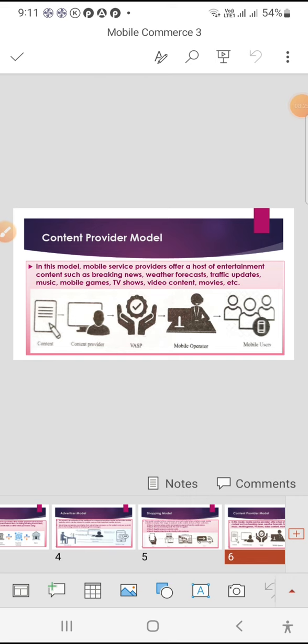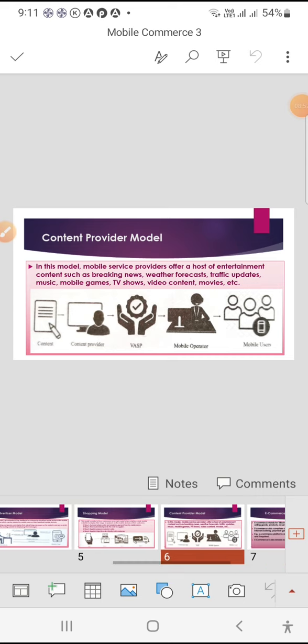The revenue is generated through the subscription fees for news, traffic, weather updates, movies, and games, and through usage fees for TV shows, video games, emails, ebooks, etc. Various media houses, press agencies, or content aggregators follow this model in order to generate additional income via the mobile channel.